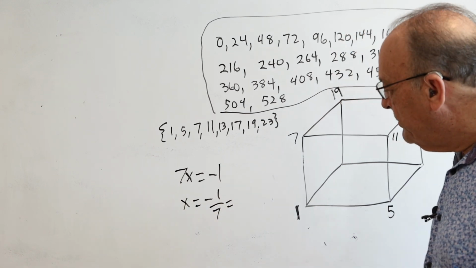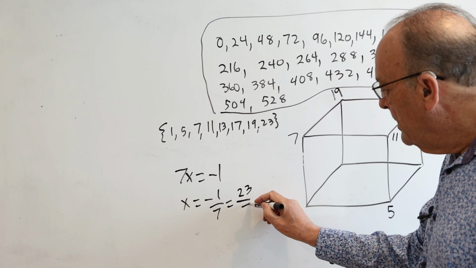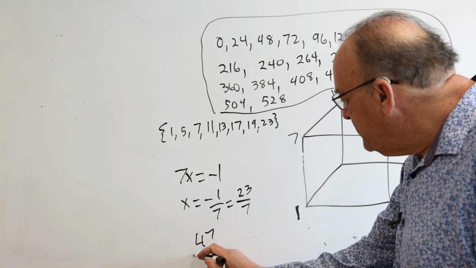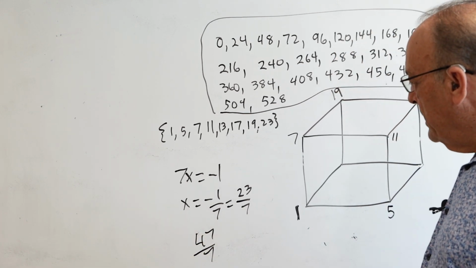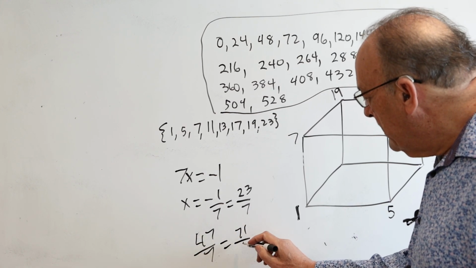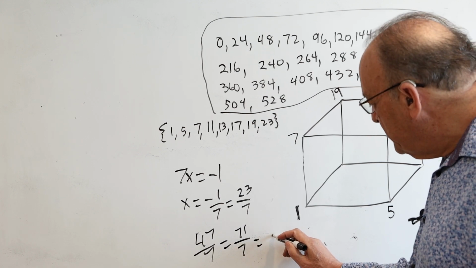Okay, so change that to 23 over 7 by adding 24 to the numerator. And then 47 over 7. And then 71 over 7. And then 95 over 7.